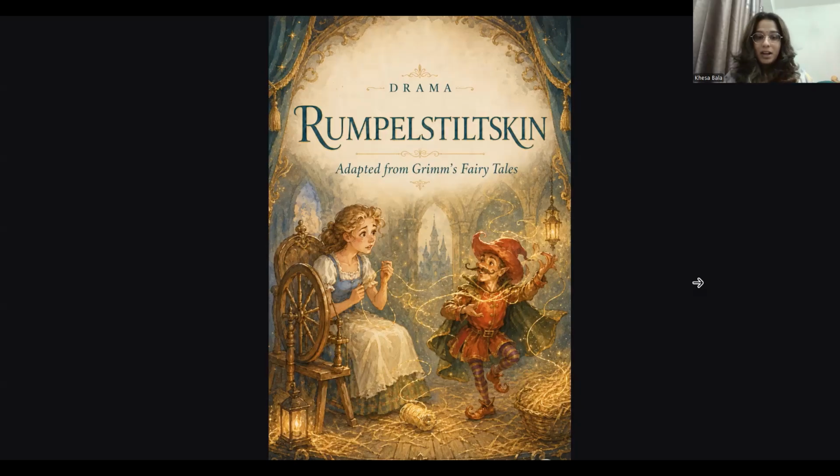So the first activity is Who am I? Character Detective. The objective is to identify the main character, describe their personality, and also explain the moral values. First, the teacher shows pictures of the characters and introduces some vocabulary. Next, students work in groups to read the drama and complete the character profile.